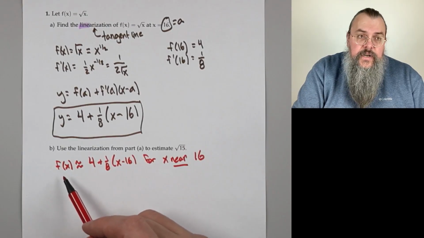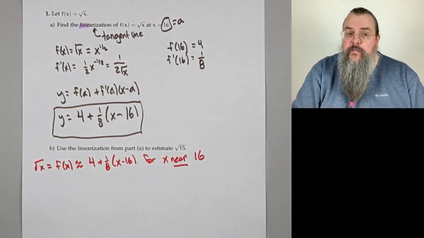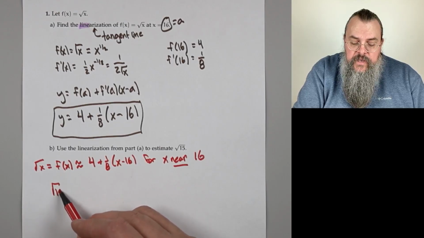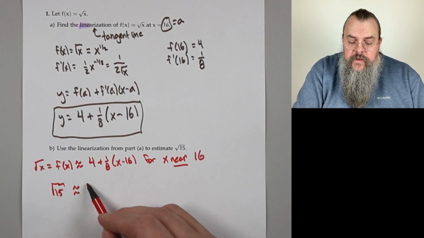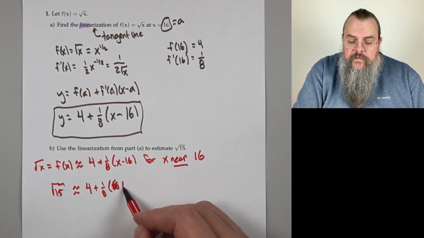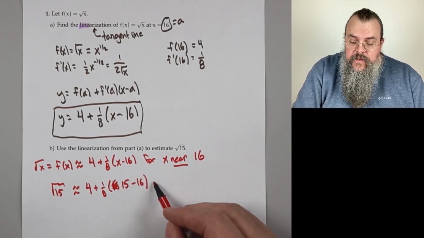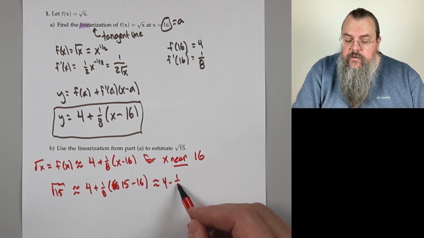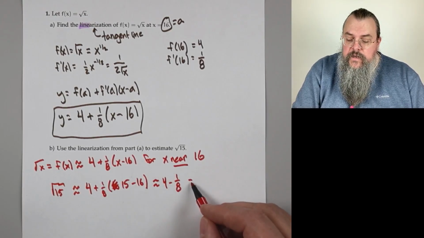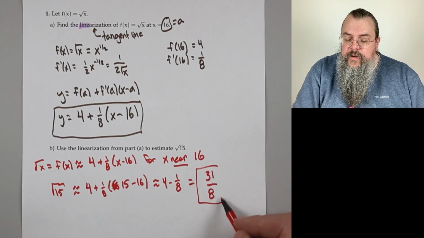And what is our function? Well, it says right here, square root of x. So we say, all right, square root of x, which is f of x, is approximately near that. So we can say, oh, so square root of 15 is approximately 4 plus 1/8 times 15 minus 16. And 15 minus 16 is minus 1. So that's 4 minus 1 over 8. Now, if you write 4 as 32 over 8, subtract 1 over 8, you see, aha, that tells us that the square root of 15 is about 31 over 8.